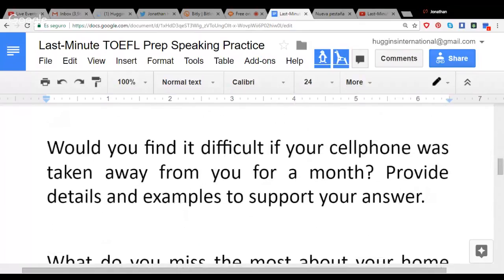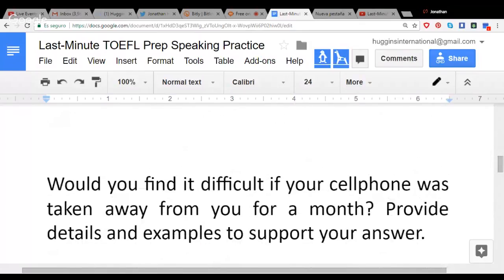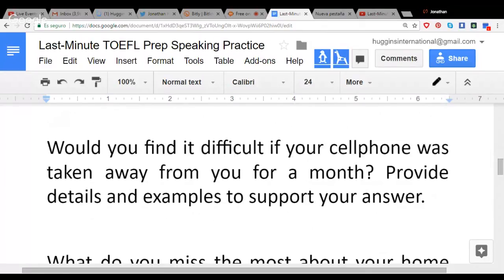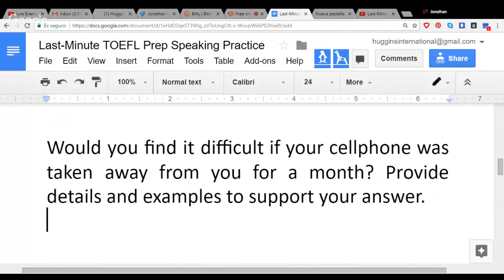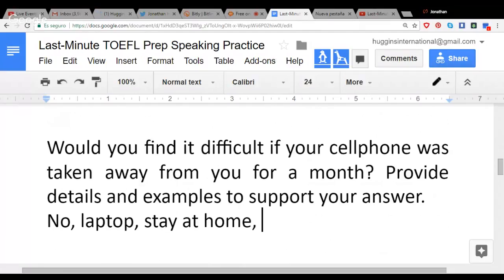Would you find it difficult if your cell phone was taken away from you for a month? Provide details and examples to support your answer. Okay, I'm going to put 15 seconds here, and I'll go. Okay. Actually, this time I'll say no, because I have a laptop and I stay at home and have the internet connection. Okay, so that's about it.